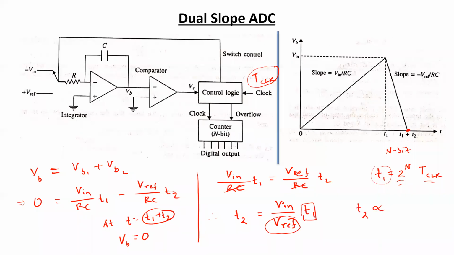So here the time duration t2 is directly proportional to the input voltage. So the number of counts done during this period of time is going to be a representation of the analog input voltage. Suppose for this duration of t2, the counter counts for n number of times, so that number of counts is going to be representative of the input analog voltage, and the binary bit sequence corresponding to that number of counts is going to be the digital representation of the input analog voltage.